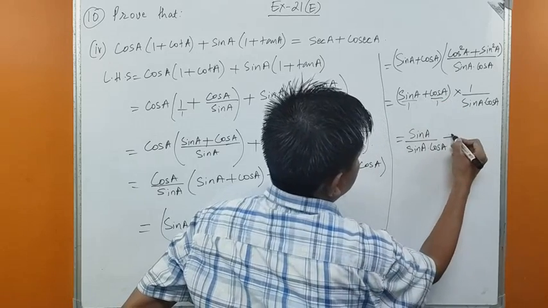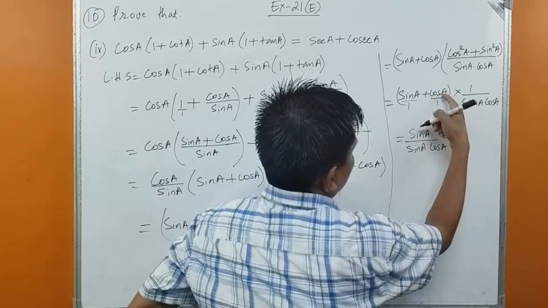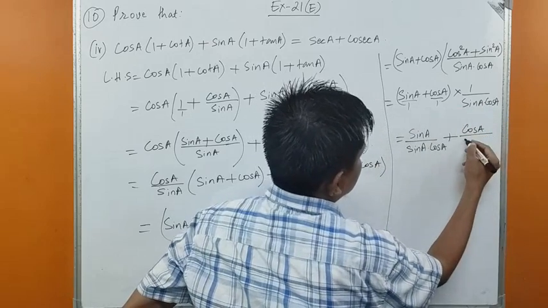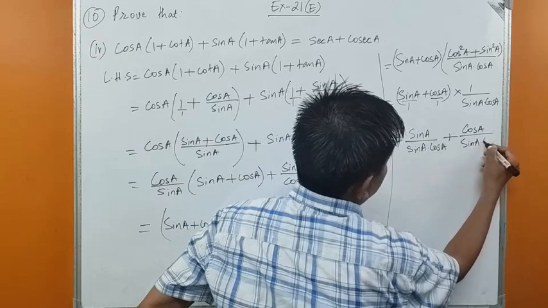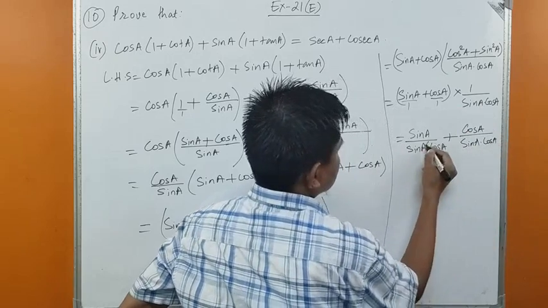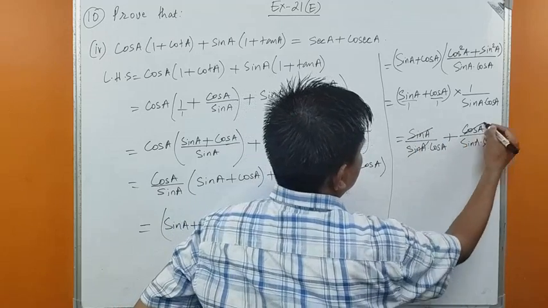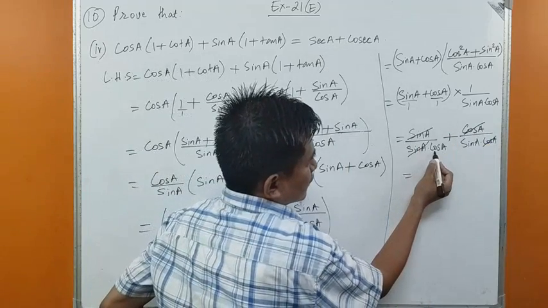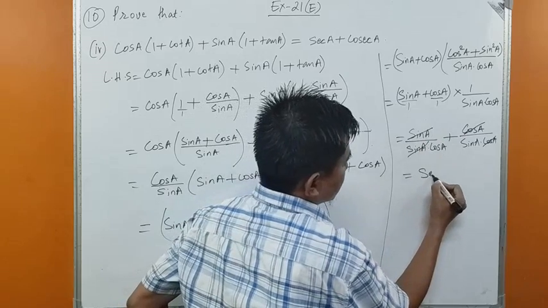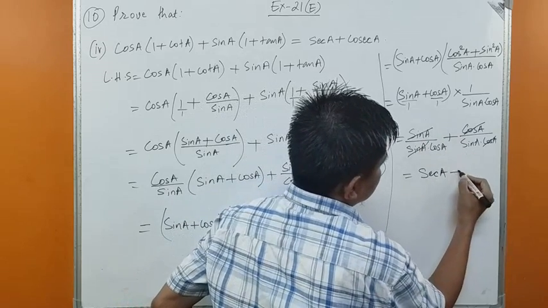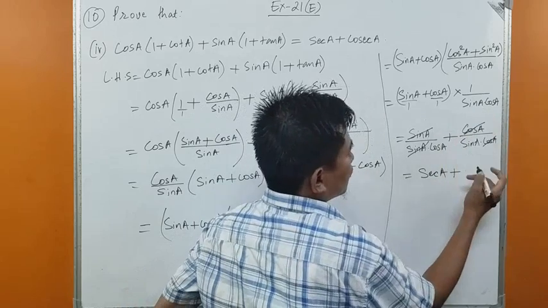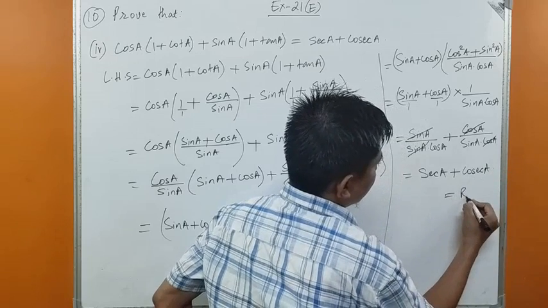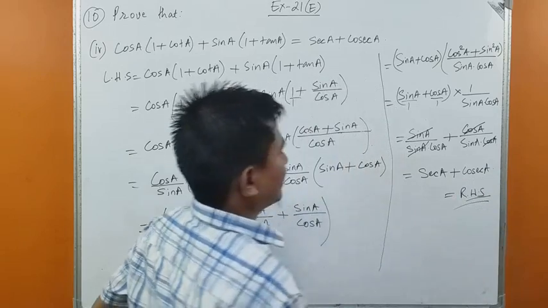So this plus sign comes here, this plus, cos A I write in the numerator as it is, sin A into cos A into 1, sin A cos A, cos A. So this sin A and sin A can be cancelled, and this cos A and cos A can be cancelled. We need sec A plus cosec A, isn't it? So if I take this cos A to the numerator, it becomes sec A plus this sin A, if I take to the numerator, it becomes cosec A, isn't it? Equals to RHS. Hence proved. I hope you got this.